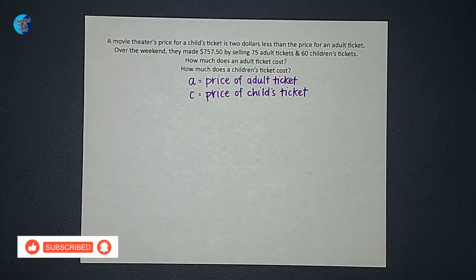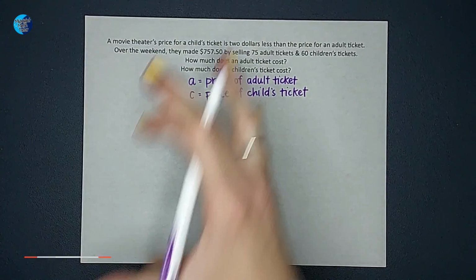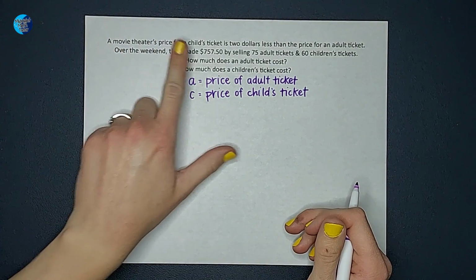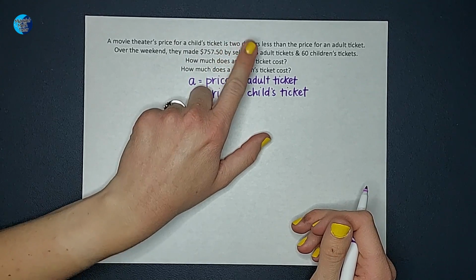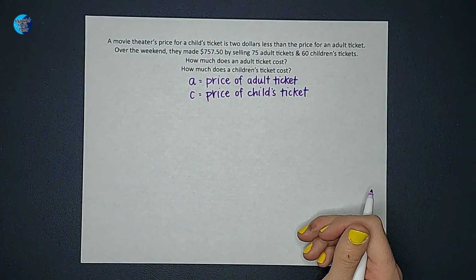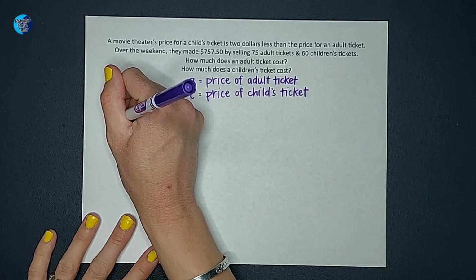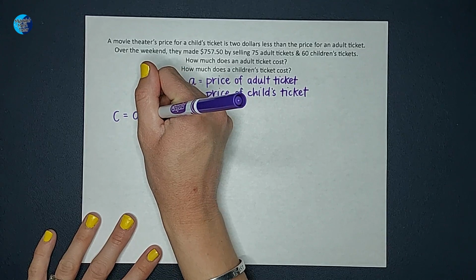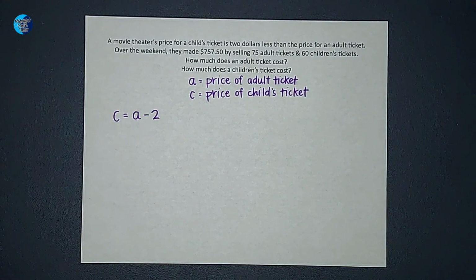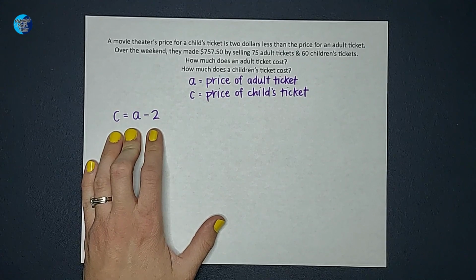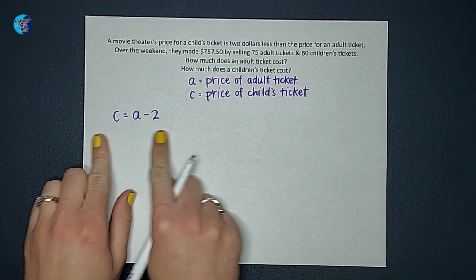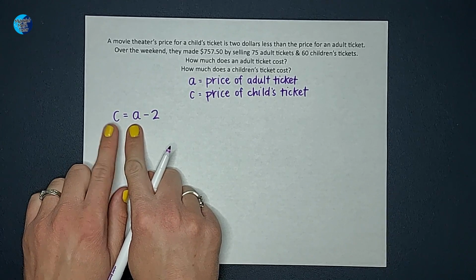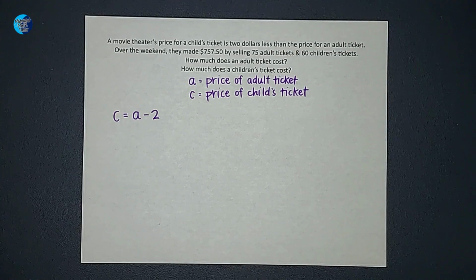All right. Now, I do not know what these numbers are yet, but I know a relationship that exists between them, so I'm going to write that in an equation. I know that a child's ticket is $2 less than the price of an adult ticket. So that means a child's ticket is equal to an adult's ticket minus 2, right? That's how I could write that in math language. But we need another equation to help us narrow this down because literally there's an infinity amount of numbers that could work here. So I need to write another equation.